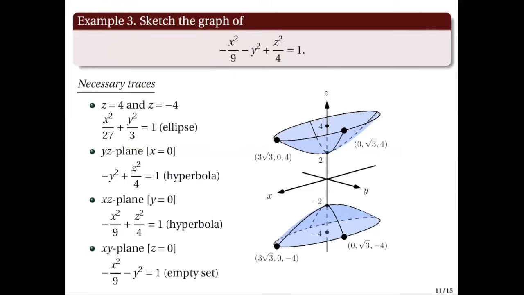In addition to this, we can look at the trace on the xy plane, that is when I set z to 0. Observe that when I set z to 0 here, we get an equation where we have negative of a square minus a square equal to 1. Of course, there will be no values for x and y that will satisfy this equation. Hence, the trace is empty. And that is very evident in our illustration here. This elliptic hyperboloid of two sheets does not intersect the xy plane.